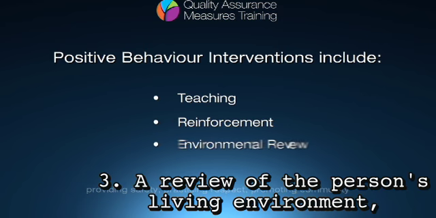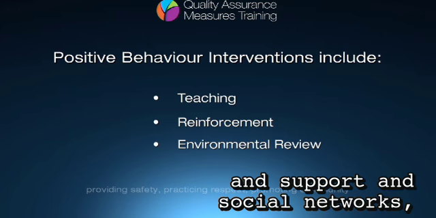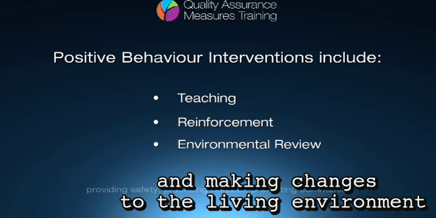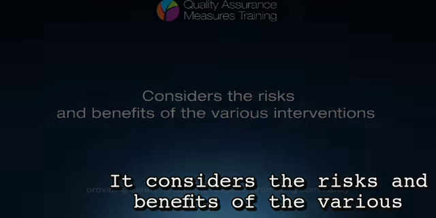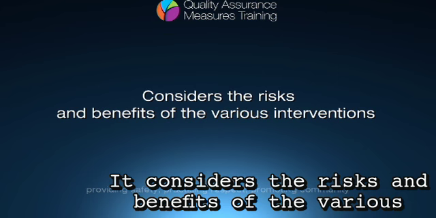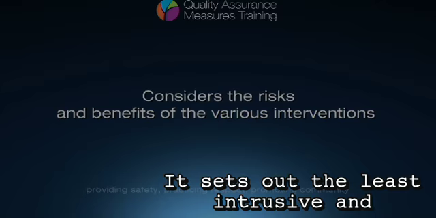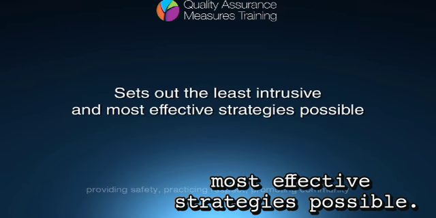3, a review of the person's living environment, including the physical space and support and social networks, to identify possible causes of challenging behavior and making changes to the living environment to reduce or eliminate those causes. It considers the risks and benefits of the various interventions that can be used to address the behavior, and it sets out the least intrusive and most effective strategies possible.